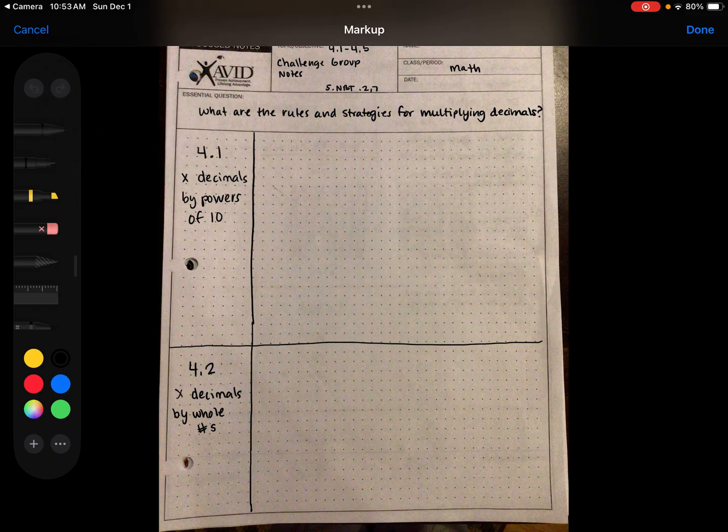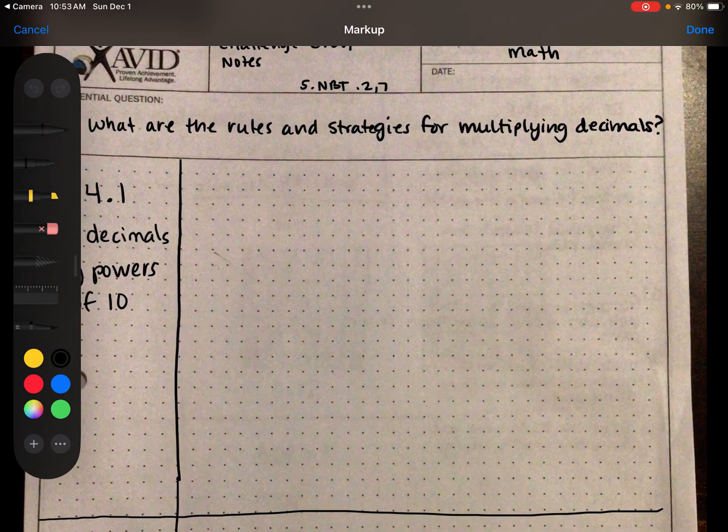Alright, now that you have your notes set up, we're going to start with Lesson 4.1. There are two main things that you need to know. When you are multiplying by powers of 10, I'm going to zoom that in a little bit. The number is going to get larger.